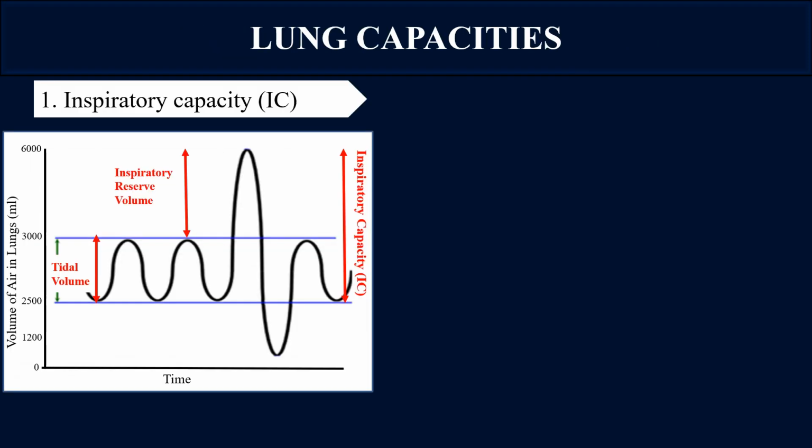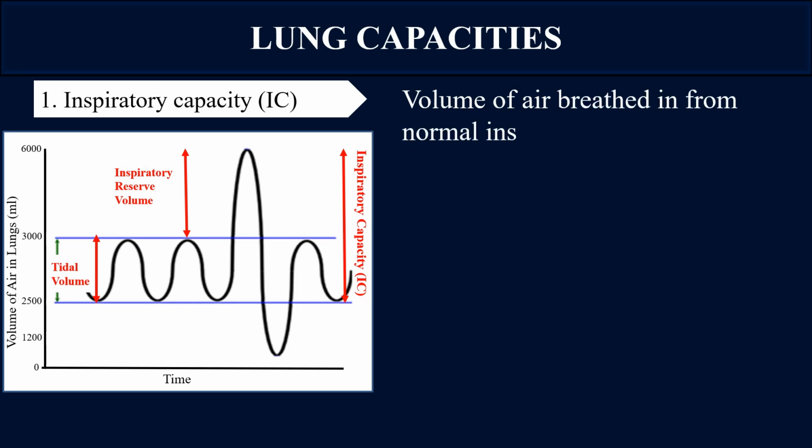Let's talk about the inspiratory capacity. What is inspiratory capacity? Inspiratory capacity is the volume of the air breathed in from normal inspiration to maximum inspiration. As I told earlier, lung capacities are the combination of two or more lung volumes. So inspiratory capacity is the combination of two lung volumes, which are normal inspiration and maximum inspiration. Normal inspiration is known as the tidal volume, and the maximum inspiration is the inspiratory reserve volume.